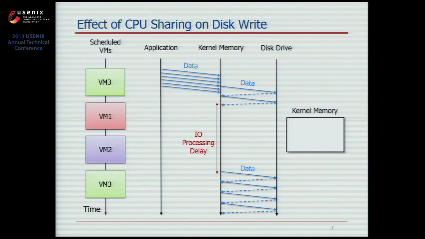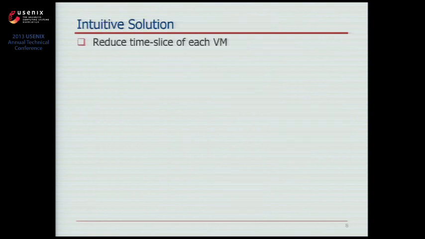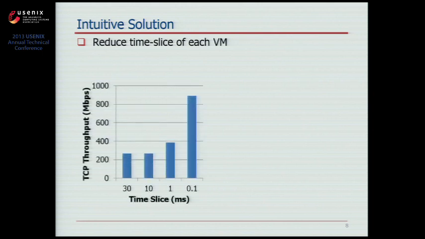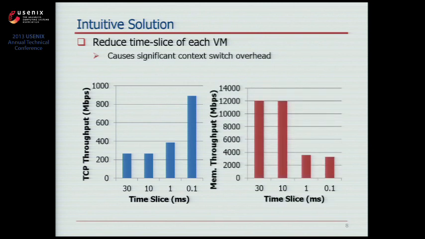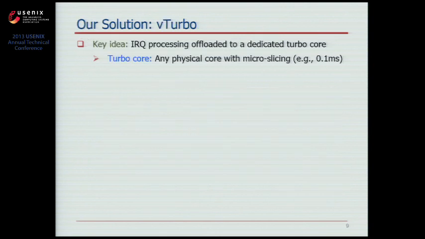Now we know the main problem is the IRQ processing delay caused by the CPU sharing. In order to reduce this delay, one intuitive method is to uniformly reduce the time slice of all VMs running in the system to make each VM get scheduled sooner. This method works well for those I/O-intensive applications. The smaller time slice leads to higher throughput, but it's horrible for those CPU or memory-intensive applications. So this method cannot benefit both the I/O and the CPU-intensive applications. In order to solve this dilemma, we propose a new solution named vTurbo.